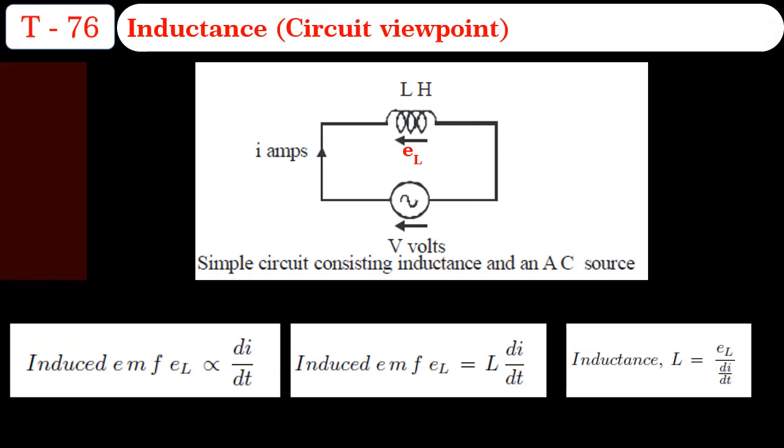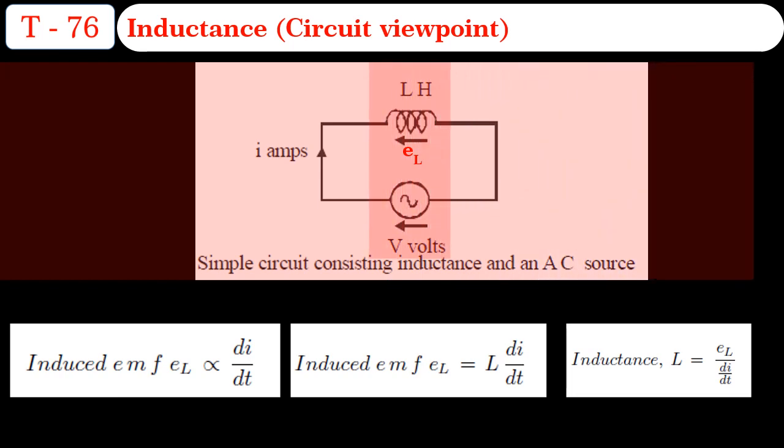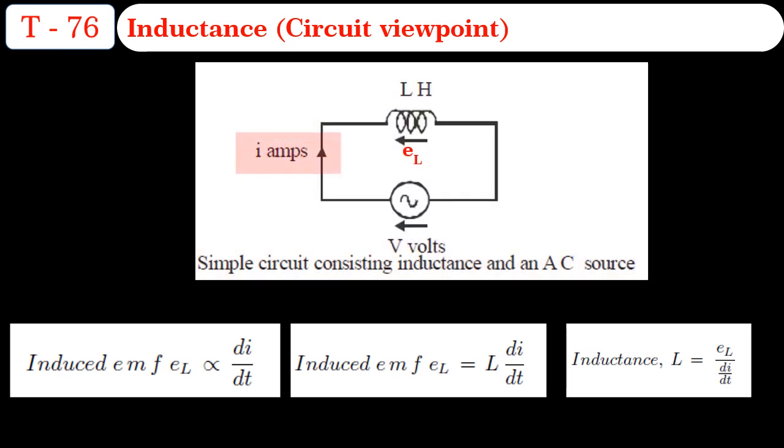So, here is a circuit wherein an AC source of V volts is connected across an inductance of L henries. Let I be the current flowing through it. Since the source is alternating, the current flowing through the inductance also is alternating and is changing with respect to time. So, as we have seen earlier, EL is proportional to di by dt and EL is equal to L into di by dt, and hence L is equal to EL divided by di by dt. That is so simple.